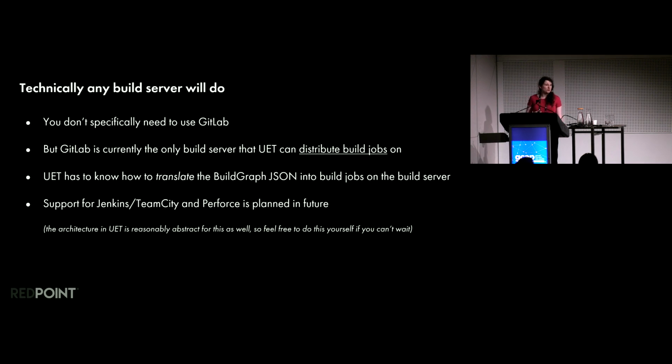So I use GitLab. Now, technically, any build server will do. You don't need to use GitLab in order to use UET, but currently GitLab's the only build server that UET can distribute build jobs on, and that's just because UET has to know how to turn the build graph JSON into the build server specific job description. So for GitLab, that's a YAML file. For Jenkins, it's job DSL and so on and so forth.